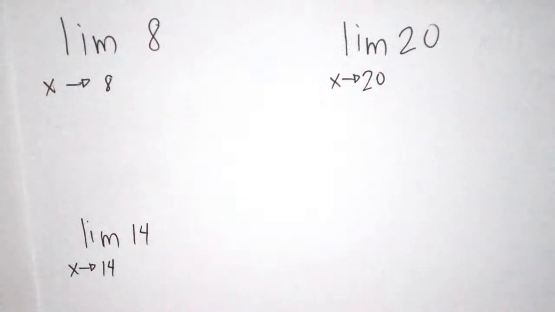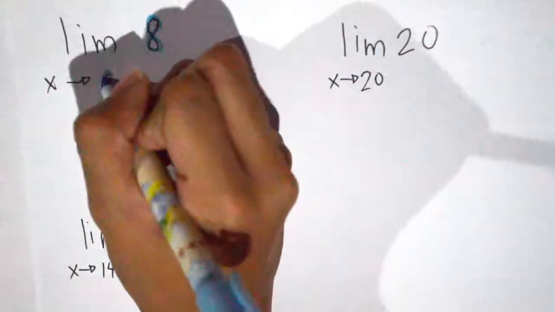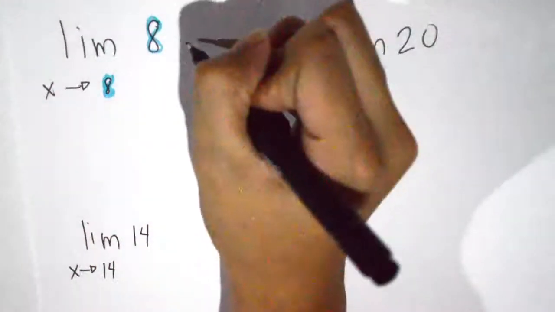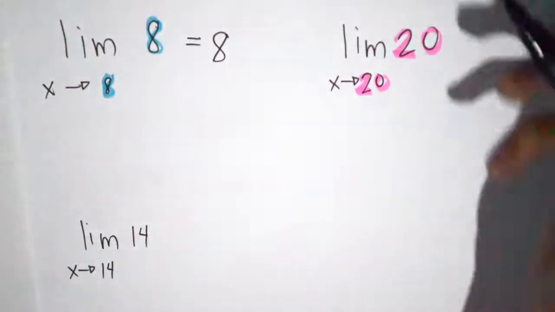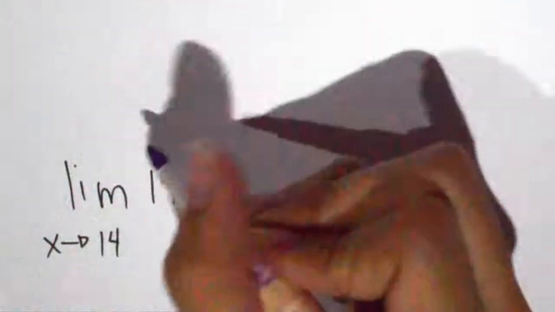Other examples are as follows. The limit of 8 as x approaching 8 is equal to 8. The limit of 20 as x approaching 20 is equal to 20. The limit of 14 as x approaching 14 is still 14.